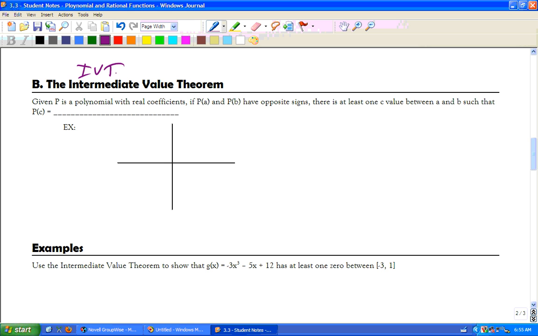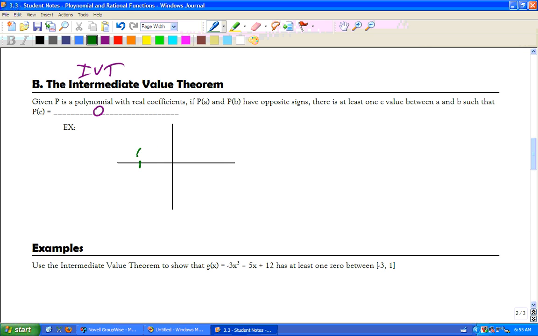This is frequently abbreviated IVT. What it says is that given P is a polynomial with real coefficients, if P of A and P of B have opposite signs, there's at least one C value between A and B such that P of C equals 0. That's kind of crazy, I know, but it really kind of intuitively makes sense once you get a feel for it. What it's saying is this.